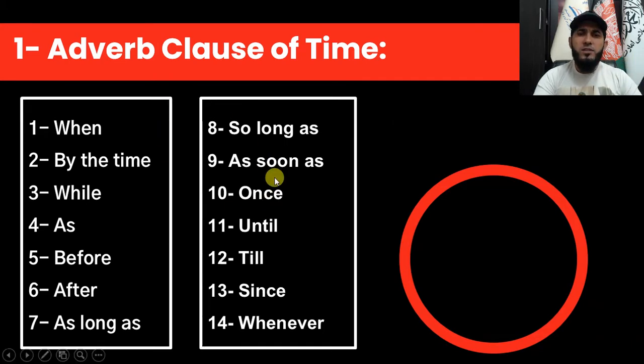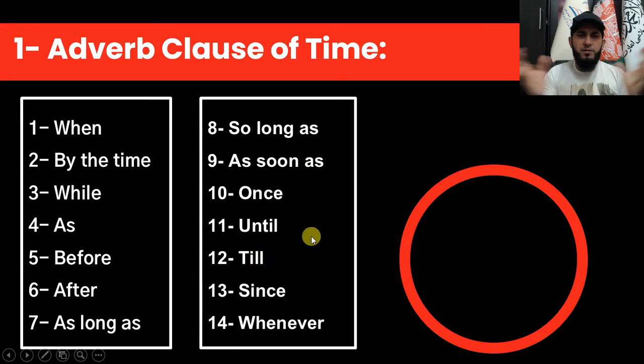As soon as and once, these two conjunctions have the same meanings. Again, as soon as is more formal, once is more common in spoken English. When we use them in a sentence, it means an action will take place right after the previous action is over, is done. As soon as I graduate from university, I will be looking for a job. Or, once I graduate from university.